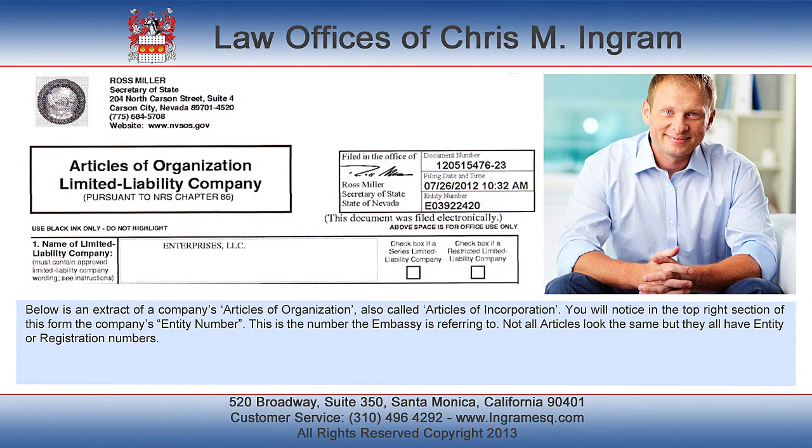Below is an extract of a company's Articles of Organization, also called Articles of Incorporation. You will notice in the top right section of this form is the company's entity number. This is the number the embassy is referring to. Not all articles look the same, but they all have entity or registration numbers.